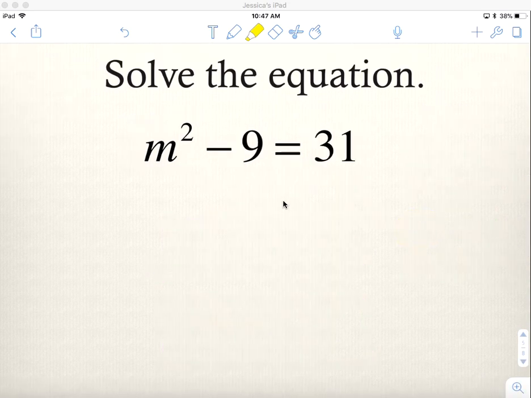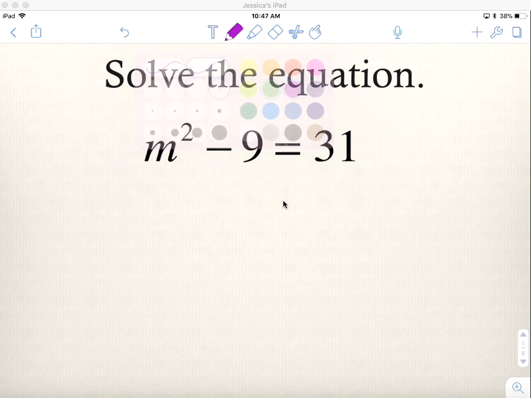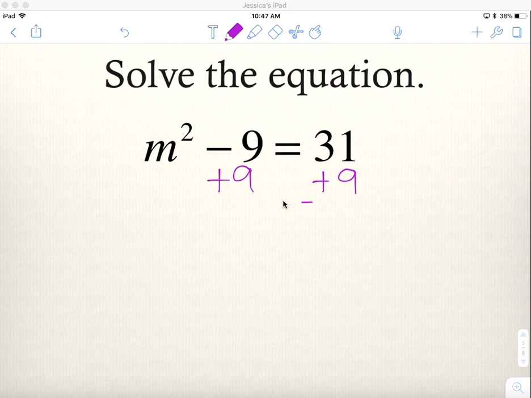Try this problem, pause the video, and then we'll check it together. Your first step for getting m squared by itself is to add 9 to both sides. When you do that, you're left with m squared equals 40. Now to get m by itself, we're going to square root both sides.